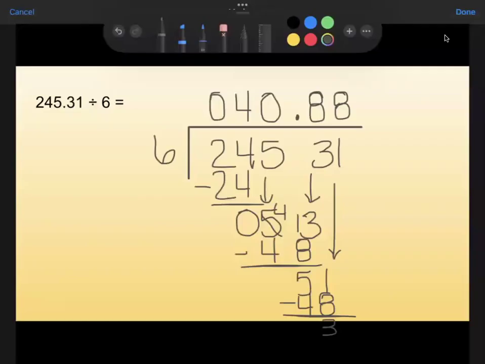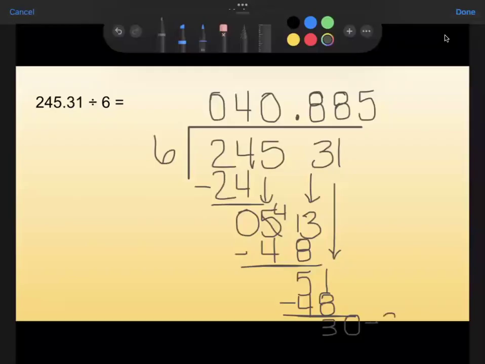So what we have to do is add a 0 to the remainder. So that goes from being 3 to 30. And we have to keep dividing until we get to a point where either the decimal stops or the teacher or the assignment says you can round it to some place value. So in this case, I'm just going to go ahead and add the 0. And 6 goes into 30 exactly 5 times. 5 times 6 is 30.